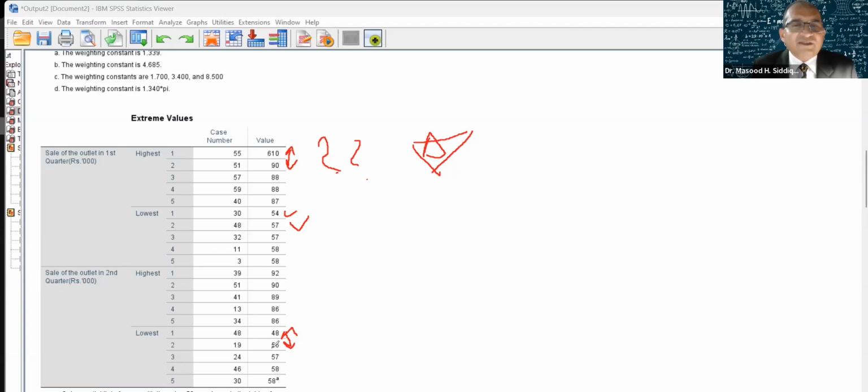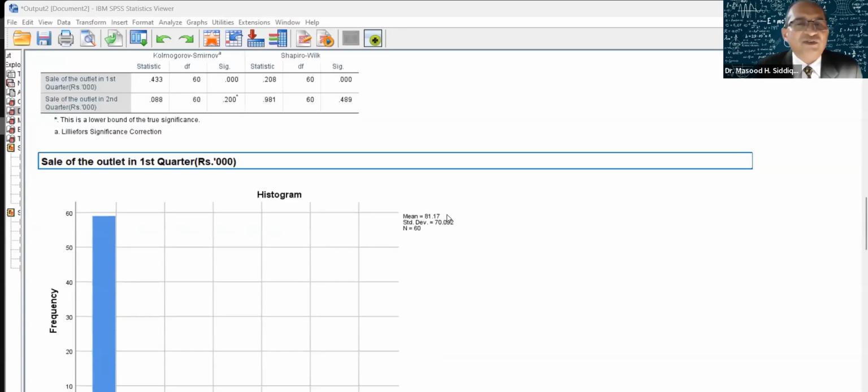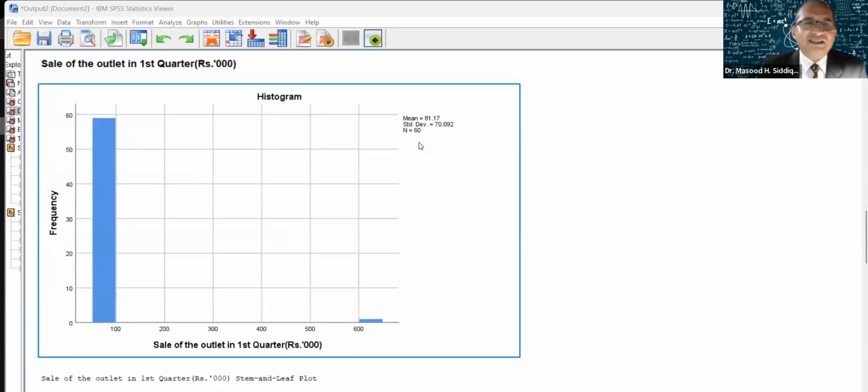Here also we are having a gap, but this gap is not that substantial. So we can take this as an outlier, that is denoted by a circle. So now I am explaining both the concepts, extreme values as well as outliers. Hopefully these things are clear to all of you. And this is a histogram, you can check.